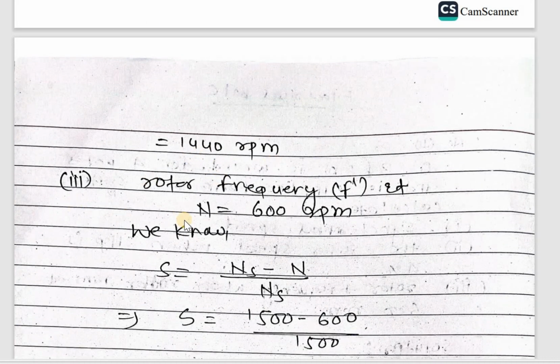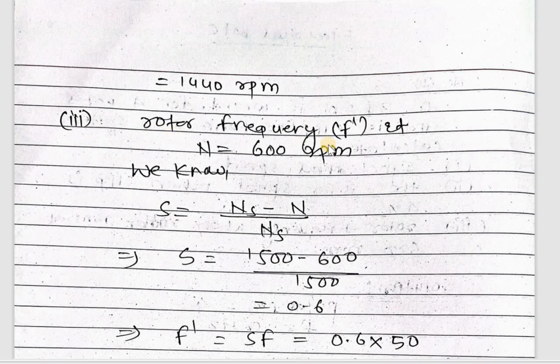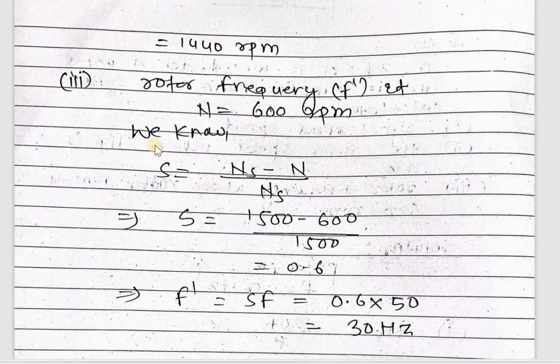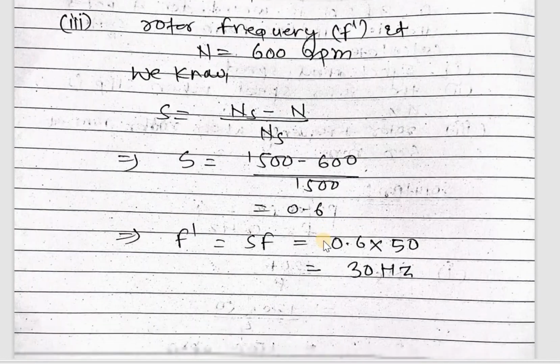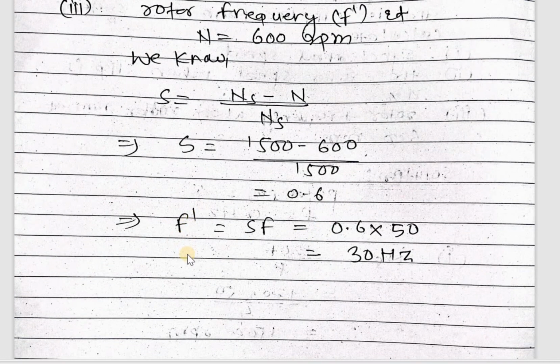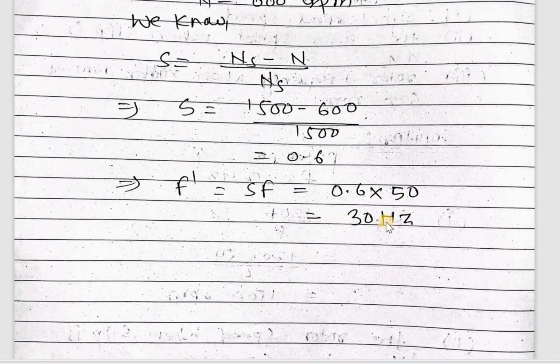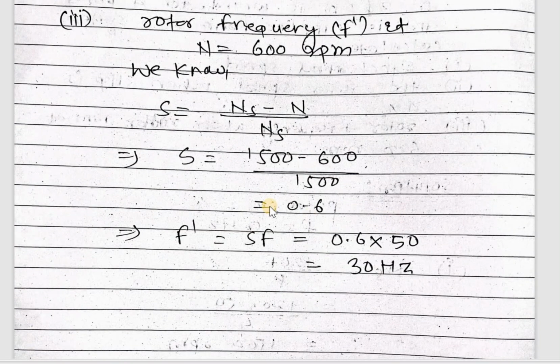Then we can get 1440 rpm. And the last one is rotor frequency, at N equal to 600 rpm. Then we know slip equal to (Ns minus N) upon Ns. So from this we can get the value of slip. And rotor frequency, this f dash is the rotor frequency, so rotor frequency equal to slip into f. Put the value of slip, so 0.6 into 50, that is, the rotor frequency is 30 hertz.